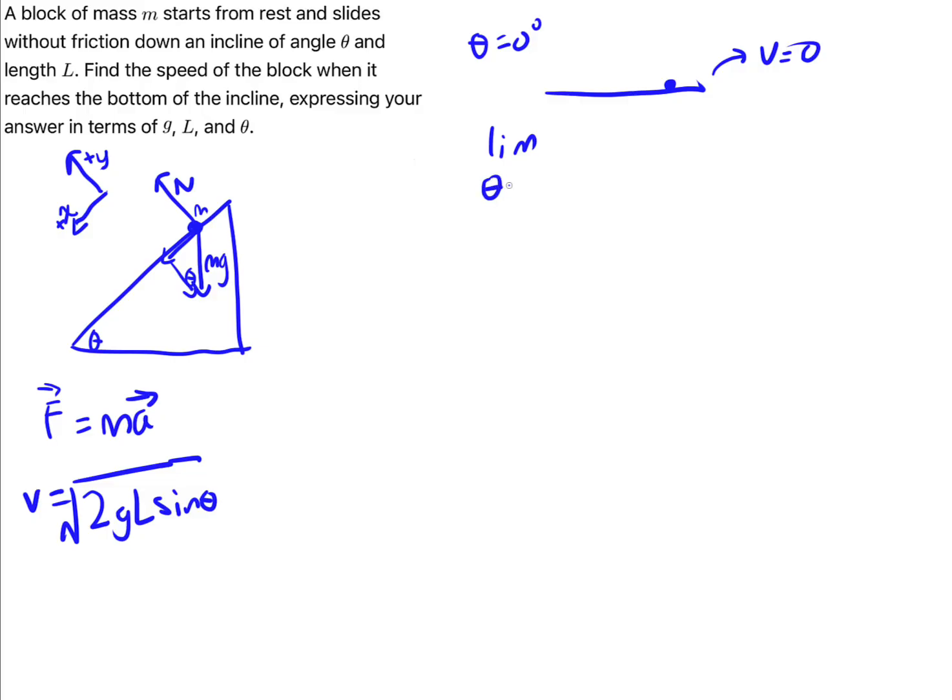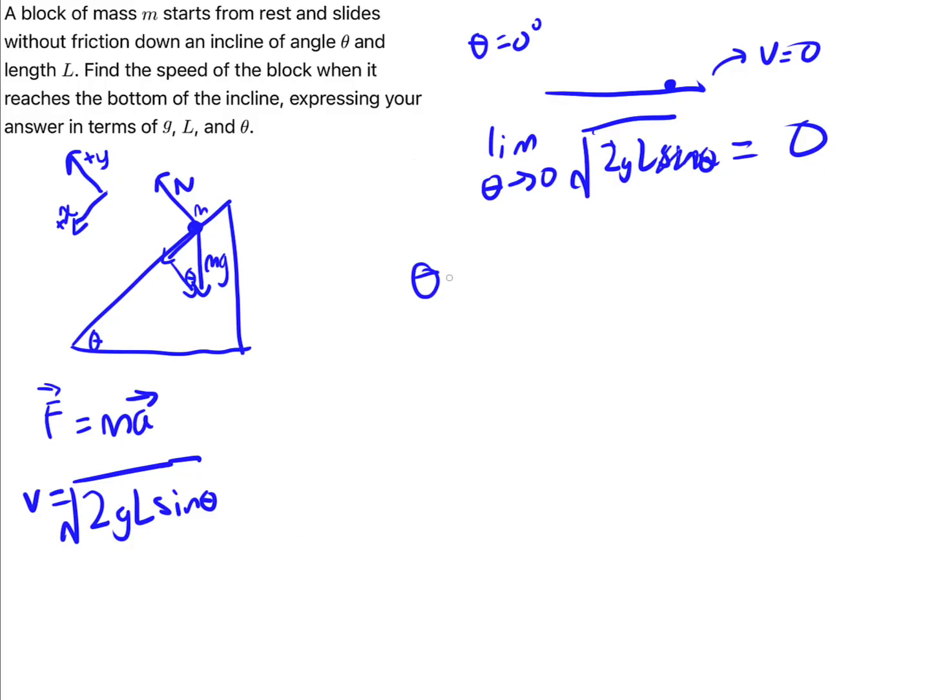And we can actually check what happens as this angle theta approaches 0 of our derived expression for the velocity. So as theta approaches 0, the sine of theta also approaches 0. So since the sine of theta approaches 0, this whole expression approaches 0. And so the velocity approaches 0, just as we would expect.